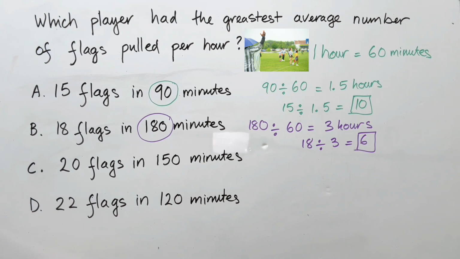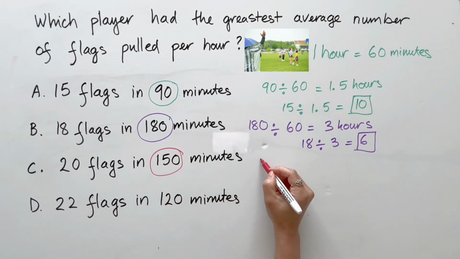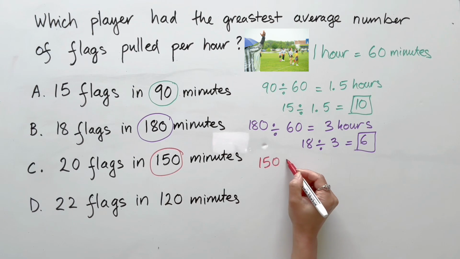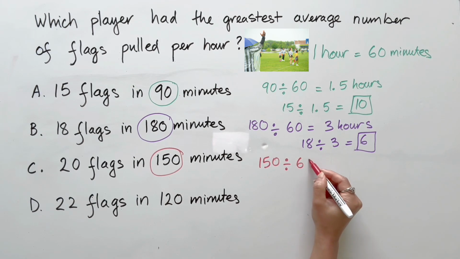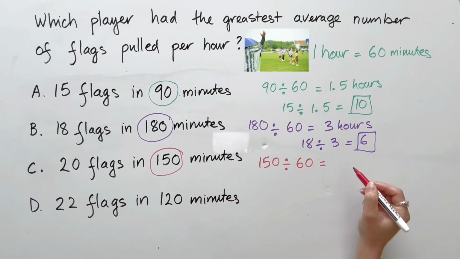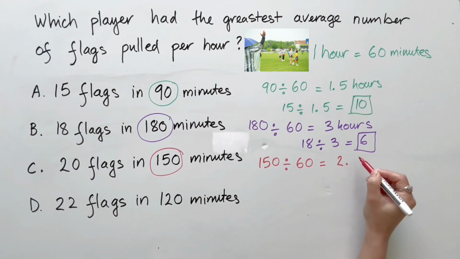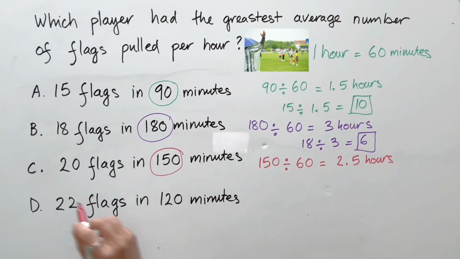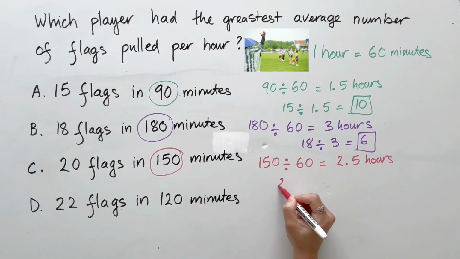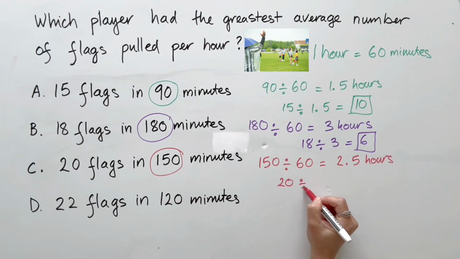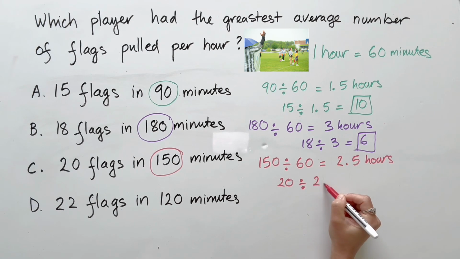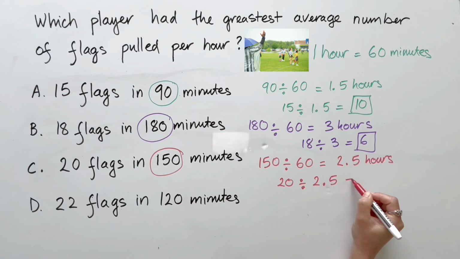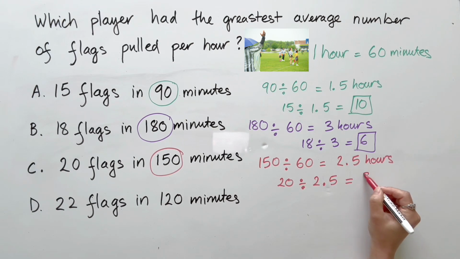And we will do the same for C. So we take 150, we divide by 60. We get 2.5. That's 2 hours and 50, right? And then we take 20 here, 20 flags. We divide by the hours. So we have 8 flags here.